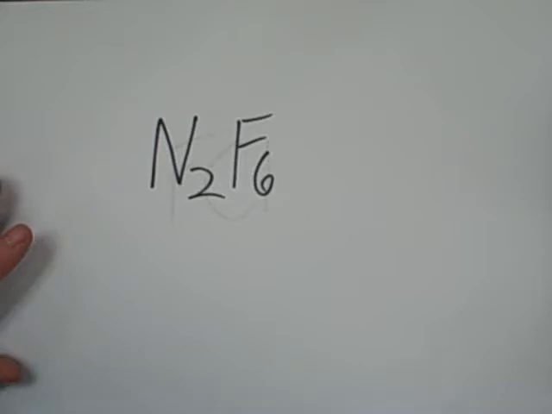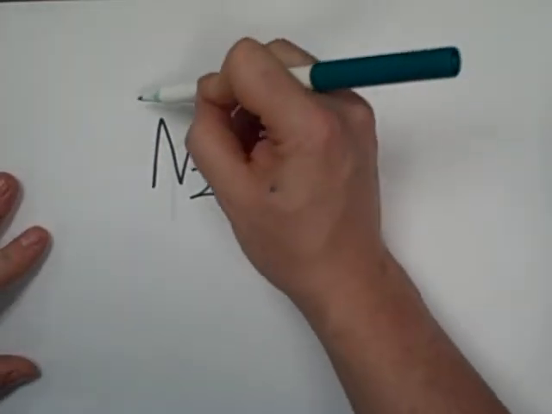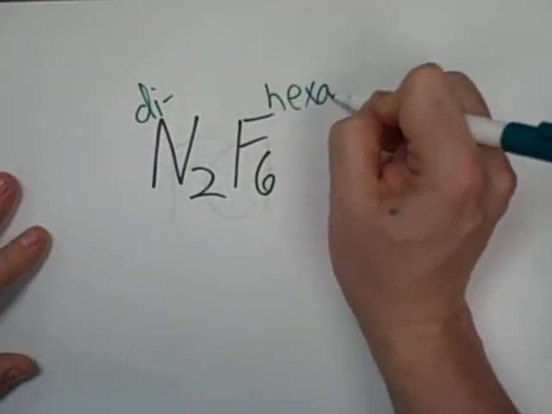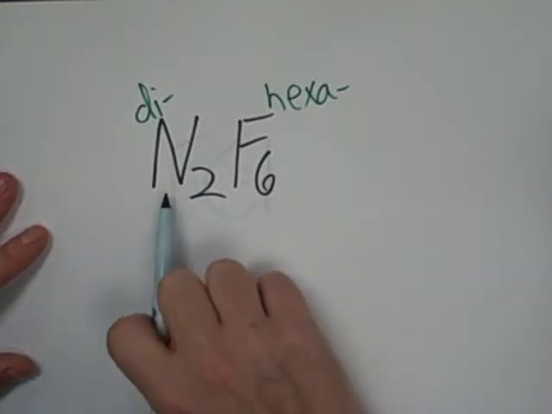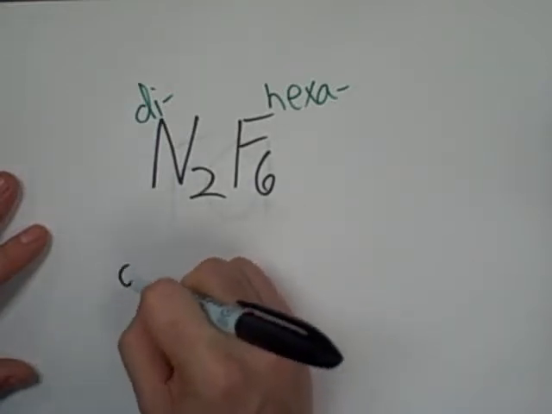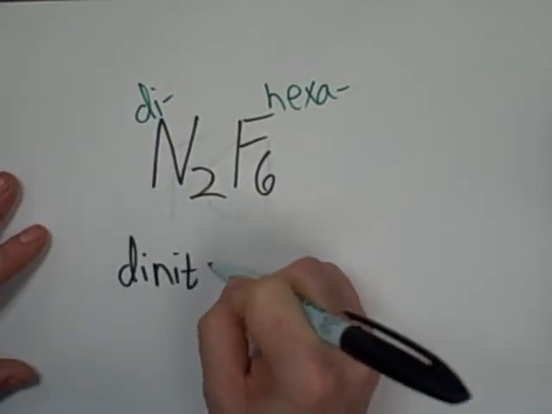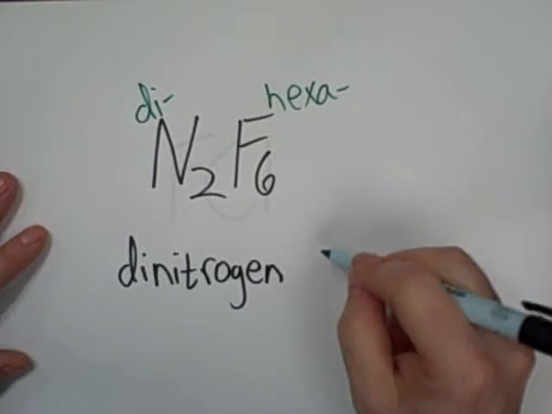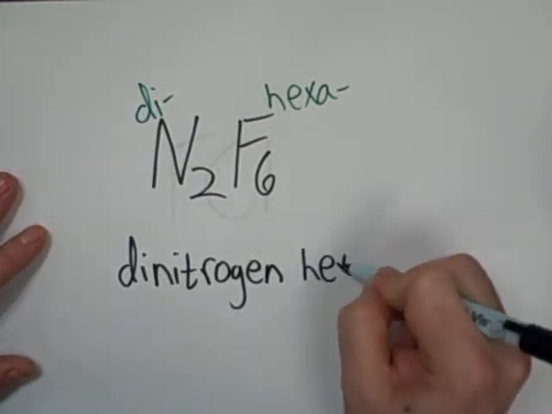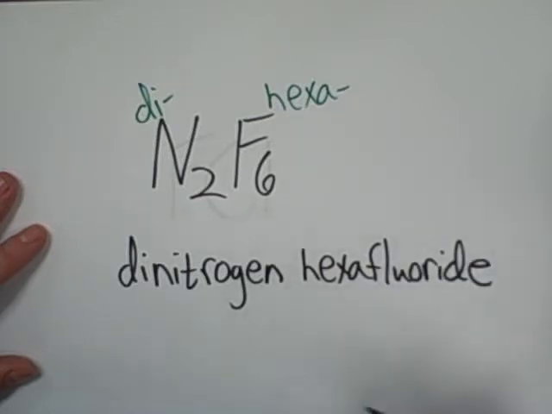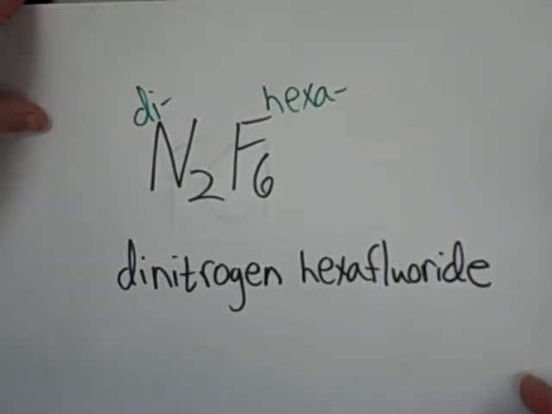Here we have N2F6. The 2 tells us we have the prefix di. The prefix for 6 is hexa. Since we have more than one of the first element, we do have to use a prefix. So dinitrogen, and then 6 of the fluorine. Hexafluorine becomes hexafluoride, because we always take the ending of the second element and change it to IDE. So we have dinitrogen hexafluoride.